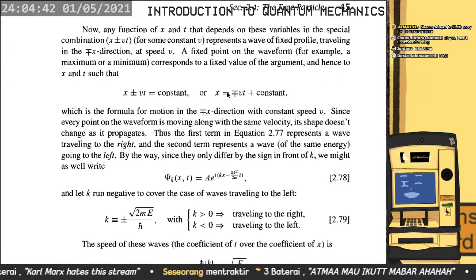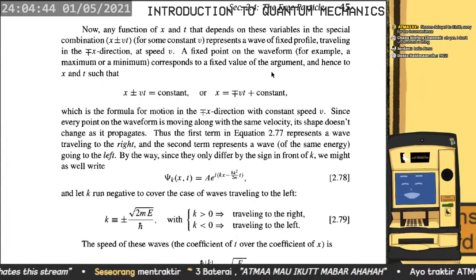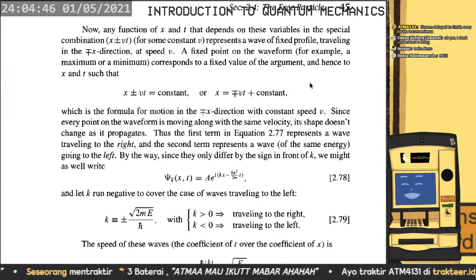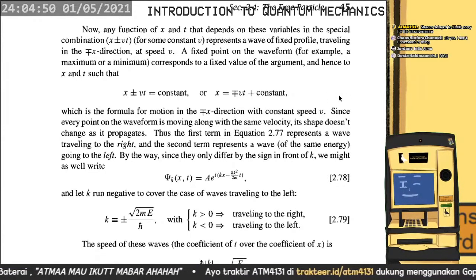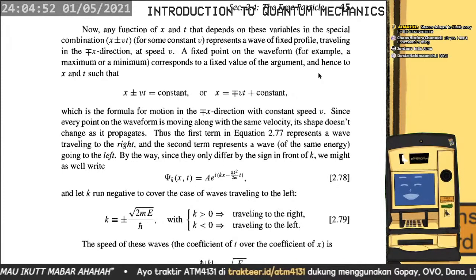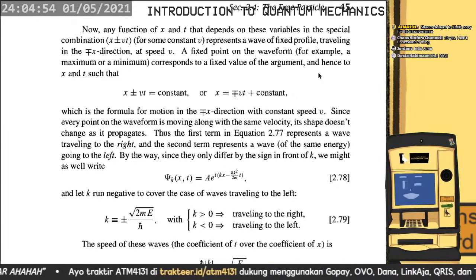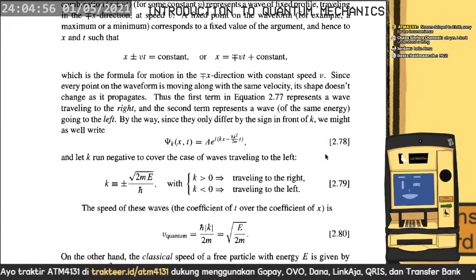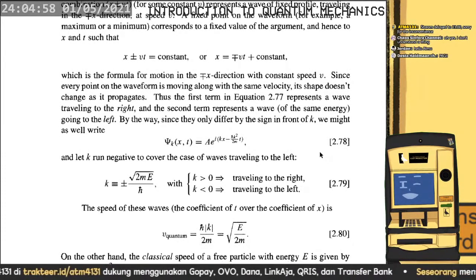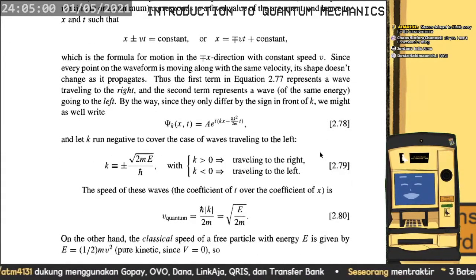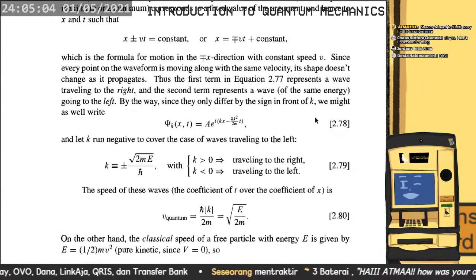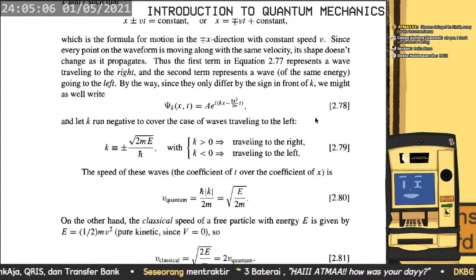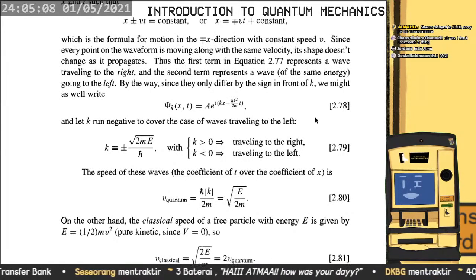Oh, so where am I? Which is the formula for the motion in the can x direction with the constant speed v. Since every point on the waveform is moving along with the same velocity, its shape doesn't change as it propagates. Thus, the first term in equation 2.77 represents a wave traveling to the right, and the second term represents a wave of the same energy going to the left.